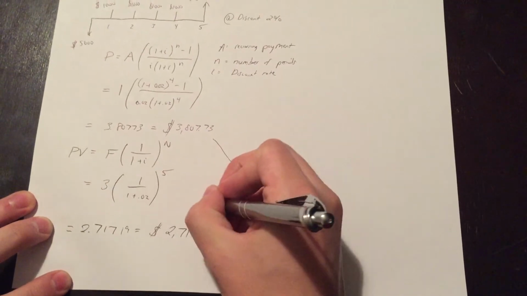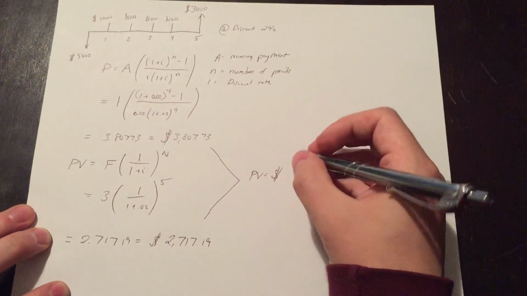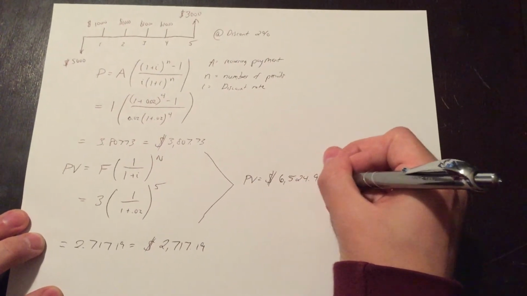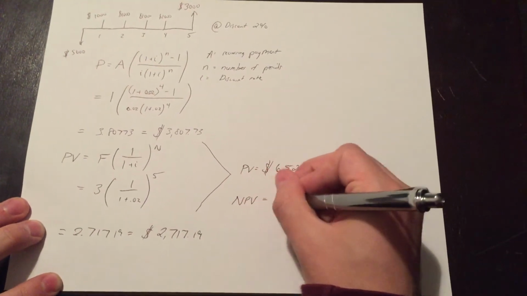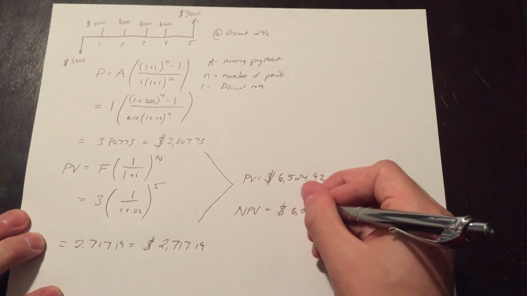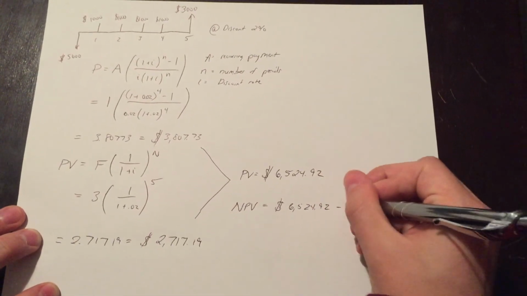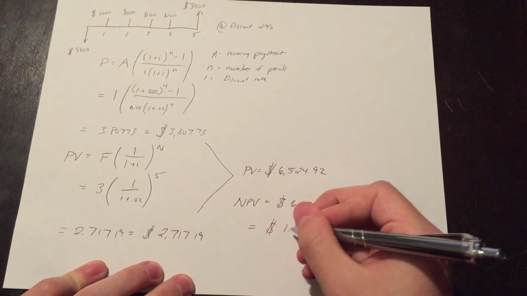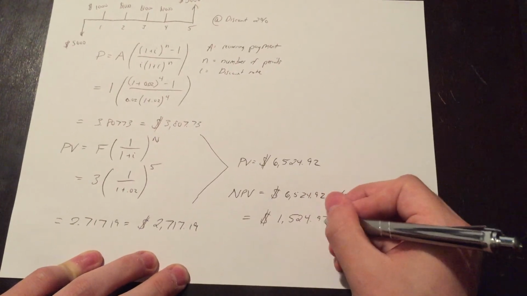In order to get the actual present value, you have to add these two together. So you get your present value of all this being $6,524.92. And then to get the net present value, what you have to do is subtract your initial startup costs from the present value you have at the end to get to your final answer, which is going to be a gain of $1,524.92.